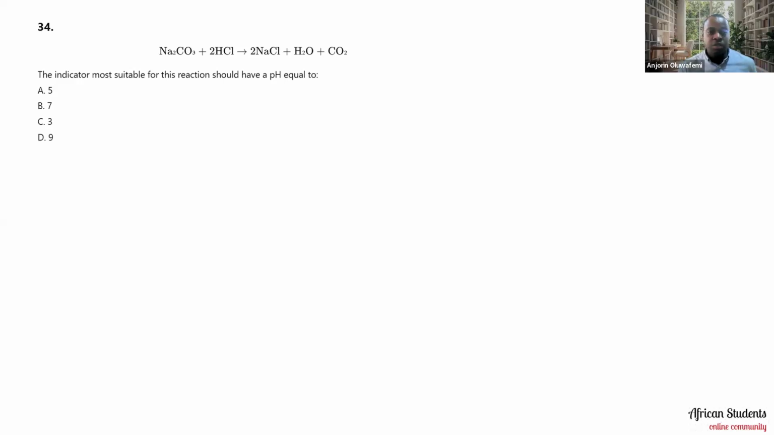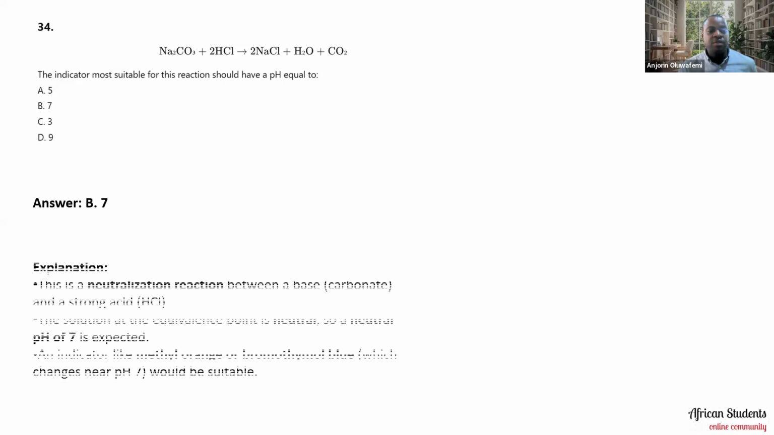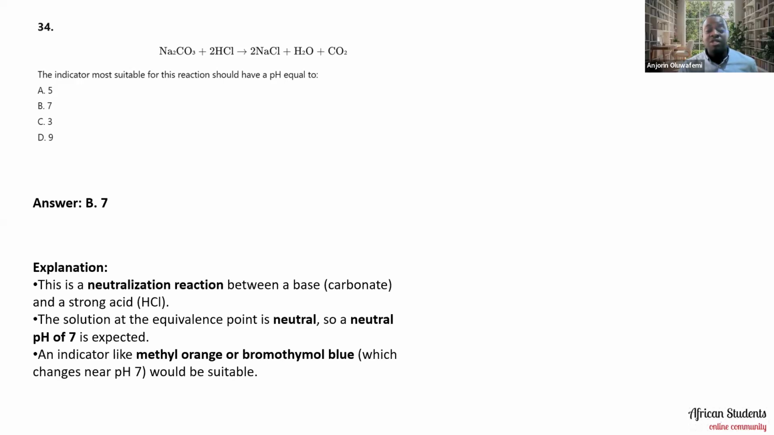repulsion. Okay. The next question says, looking at this equation, the indicator most suitable for this reaction should have a pH equal to, is it A, B, C, or D? The answer is B, 7. It should have a pH equal to 7. The reason is because this is a neutralization reaction between a base, carbonate, and a strong acid, HCl. The solution at the equivalence point is neutral, so a neutral pH of 7 is expected. So an indicator like methyl orange or bromothymol blue, which changes near pH 7, will be suitable.